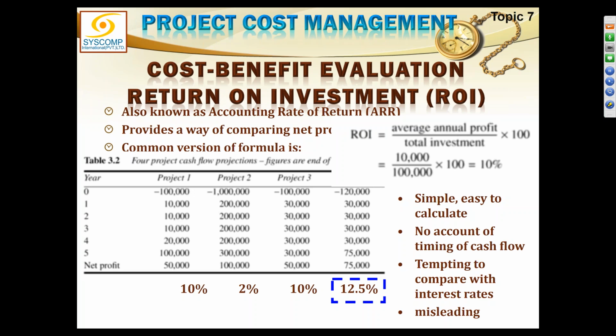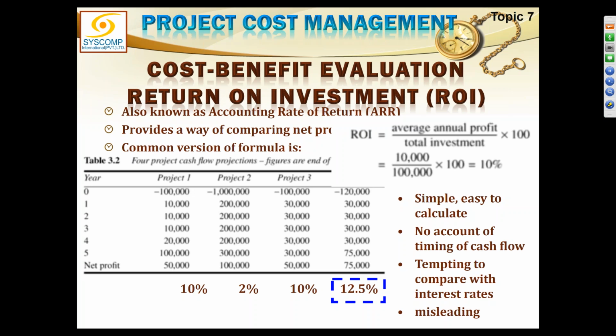Divide that by the total investment. 10,000 divided by 100,000. It comes out to be 0.01. 0.01 multiplied by 100 gives you 10%. So ROI of project 1 is 10%. Similarly, ROI of project 2 is 2%. ROI of project 3 is 10%. And ROI of project 4 is 12.5%. So the best ROI we got is for project 4.